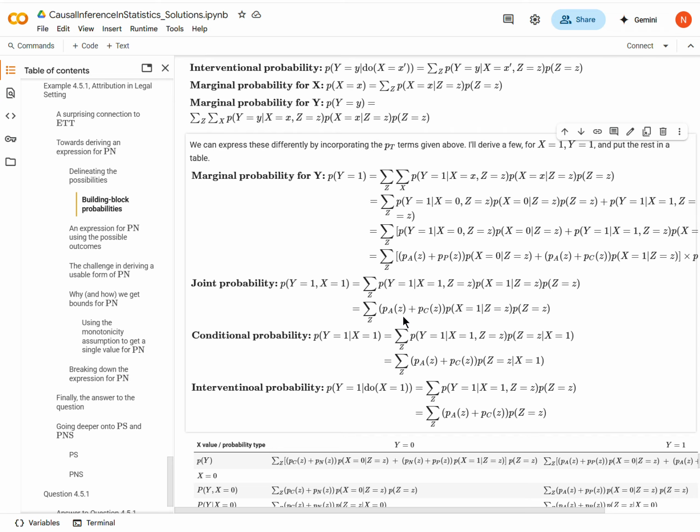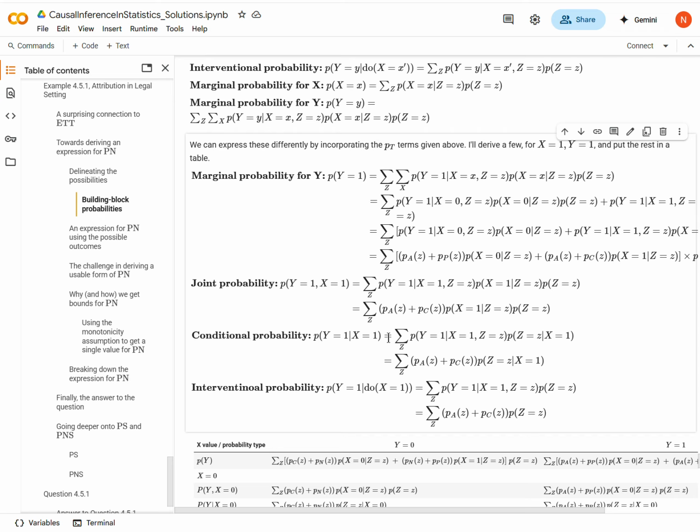Now you see how we have inserted PA and PC into our joint expression for y equals 1 and x equals 1. And again, we can marginalize over all of z to get just the joint between x and y here. In which case, we're looking at the entire population rather than just health class Z, because we're marginalizing over Z. You can go through and look at each of these types of probabilities.